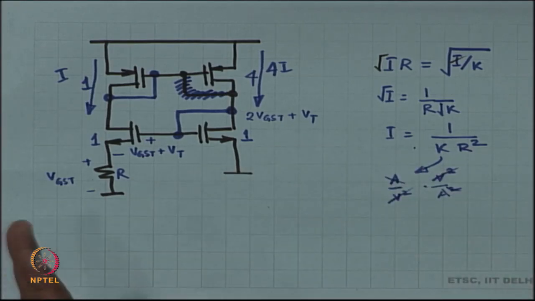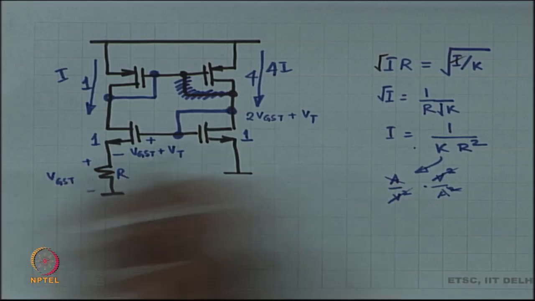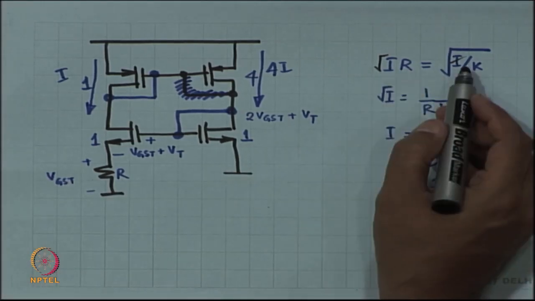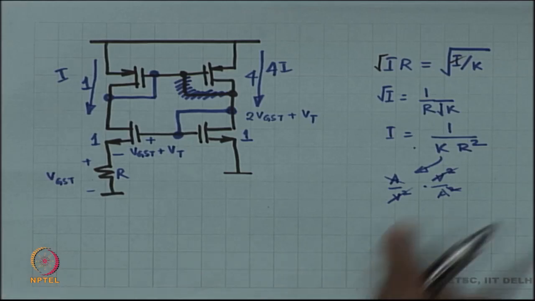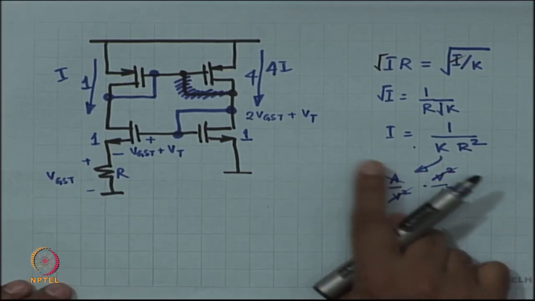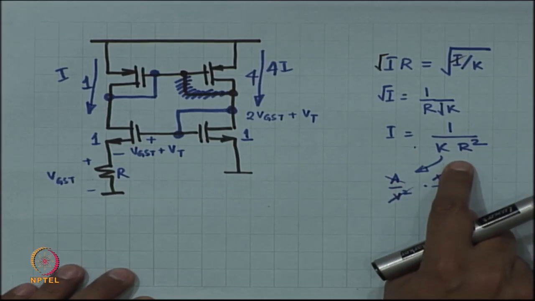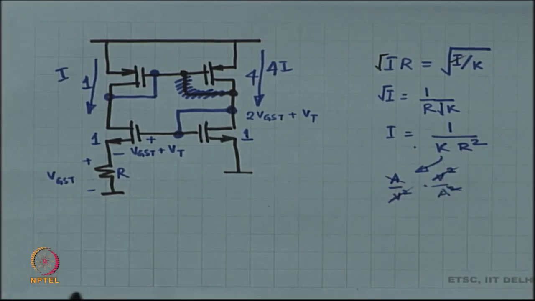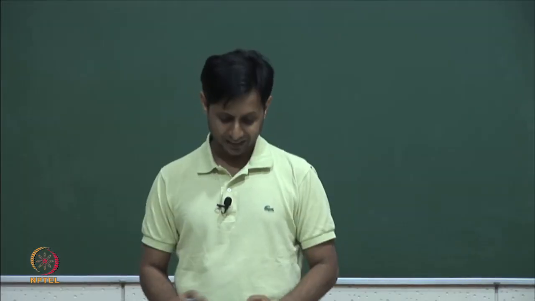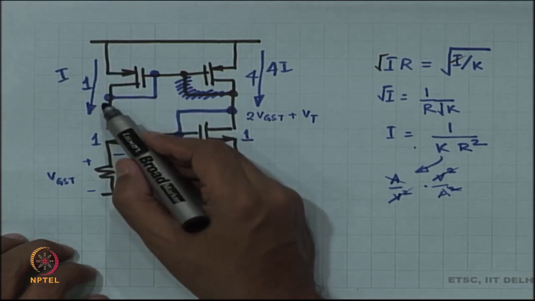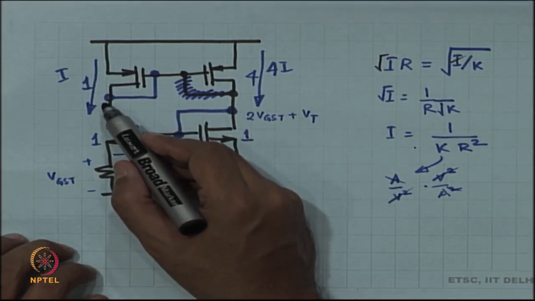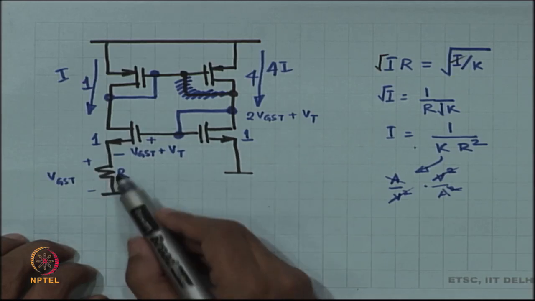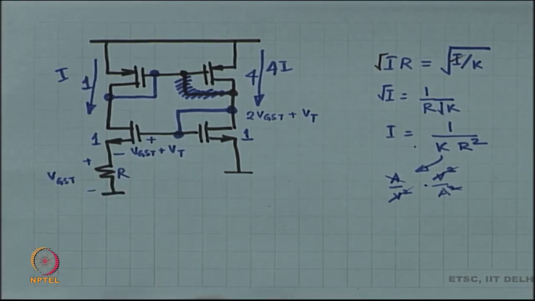Okay. So, you understand this logic, how I got the value of I, and I is not 0 over here. I could have been 0, 0 is a solution. When I cancelled out root I from both sides, I could have been 0. But we have another solution, a non-zero solution, which happens to be I equal to 1 by K times R squared. Okay. What use is this? If I set up something like this, then I will get a current over here which is equal to 1 by K times R squared.